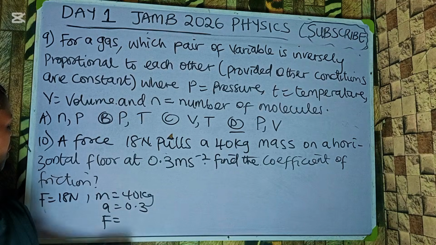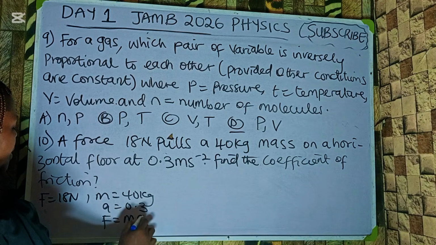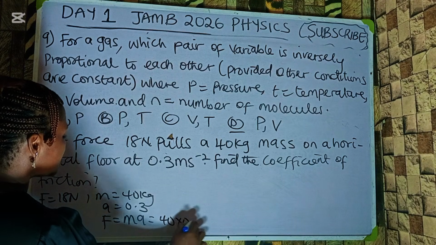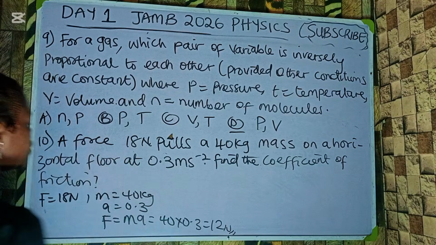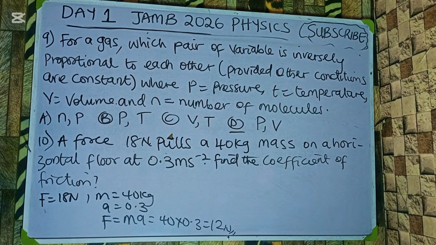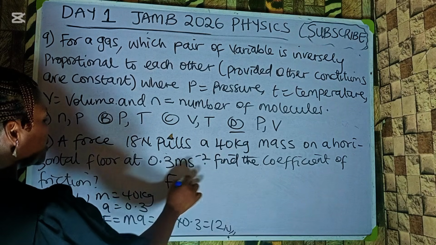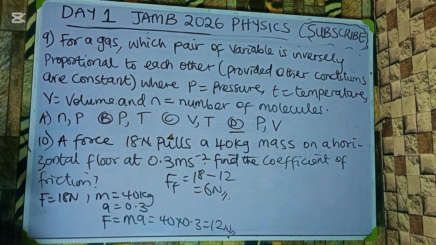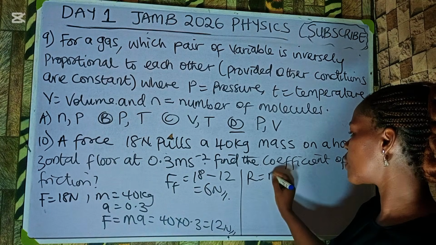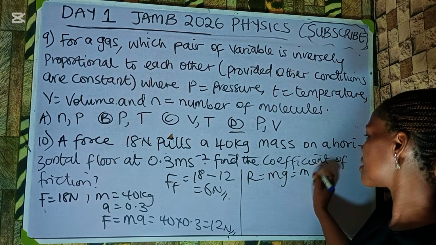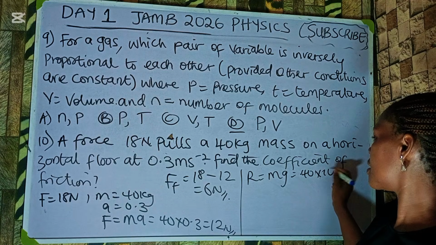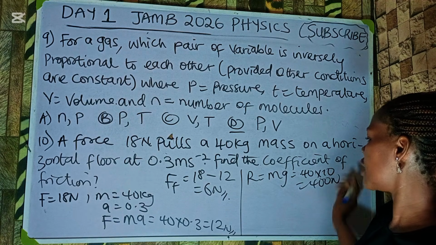By the time you get the force, you are going to have F equals MA. Okay, this is the horizontal force that we're looking for. This is equal to 40 times 0.3, which is going to give me 12 Newton. Okay, now we can get the frictional force because we have to subtract this force from the force that's pulling the body. Alright, so the frictional force is going to be 18 minus 12, which will give me 6 Newton. Okay, so the reaction force R is equal to mg, right? Which is mass, my m is 40, times 10, which is going to give me 400 Newton.